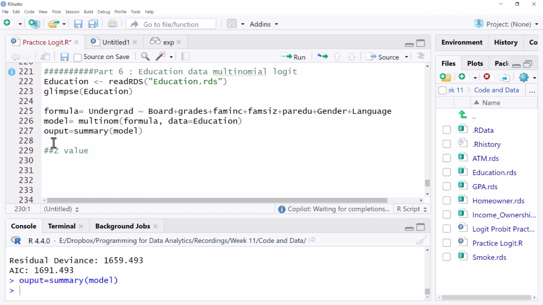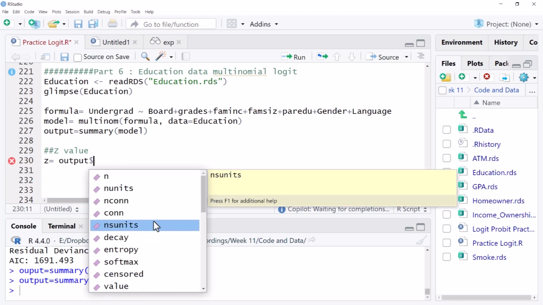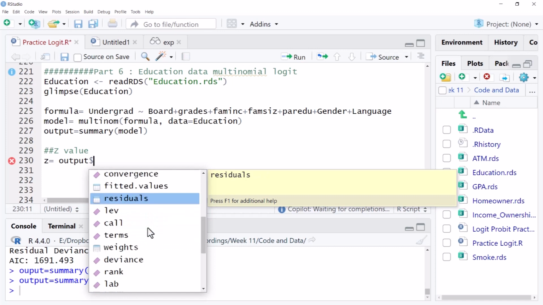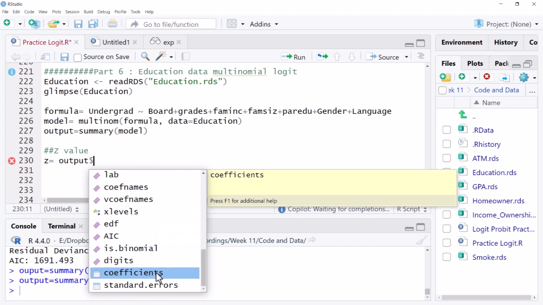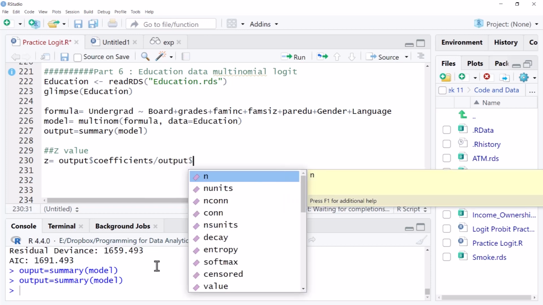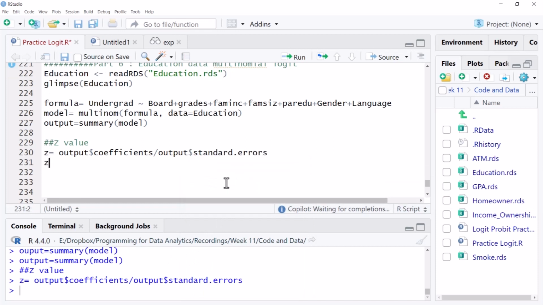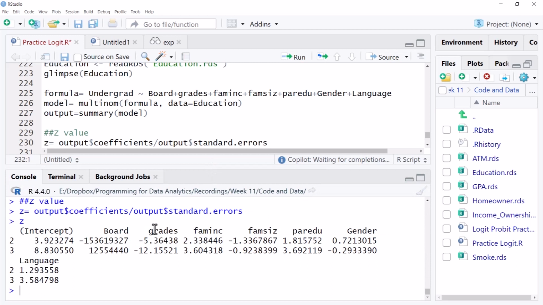How do we calculate it? So Z equals... sorry. We will use the coefficients. So we have the coefficients here. We'll divide these coefficients by the standard error. So this will give us our Z values. Let's see what the Z values are. So these are the Z values for both the models.